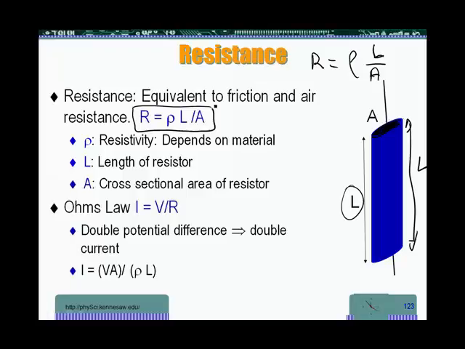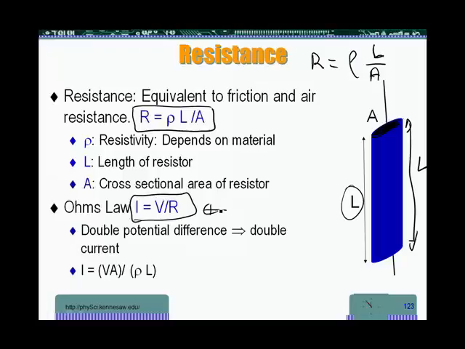Now, for a perfect resistor, the resistance is constant and the current is given by V over R, which means you double the voltage, you get double the current. Not all elements have perfect resistance. Resistors are as close to that as it can be.